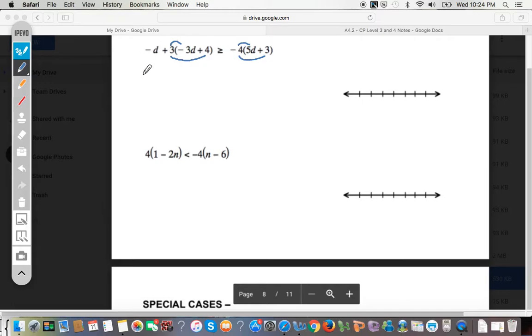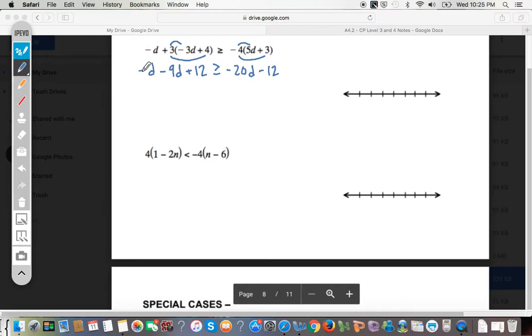Okay, so I'm left with negative d. 3 times negative 3d is negative 9d. 3 times positive 4 is plus 12. And this is greater than or equal to negative 4 times 5d, which is negative 20d. And negative 4 times positive 3, which is negative 12.